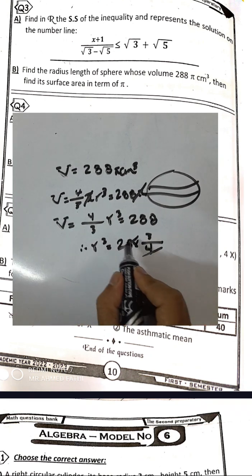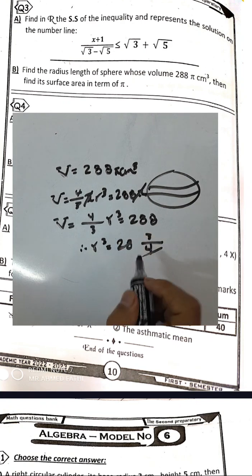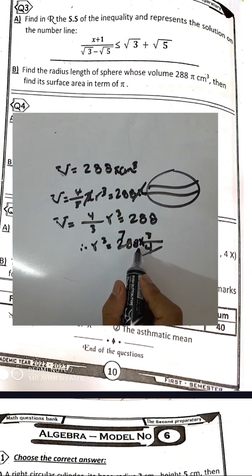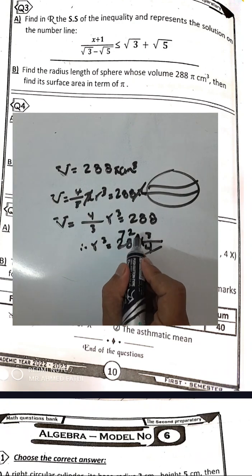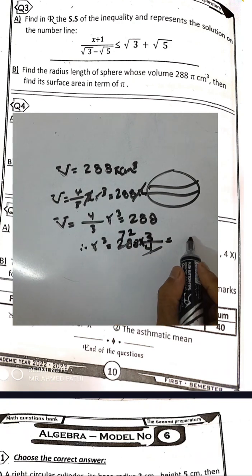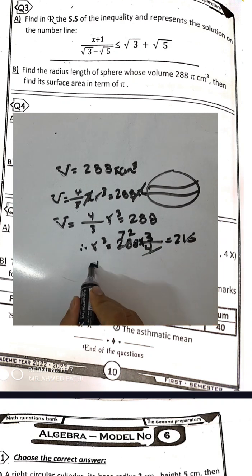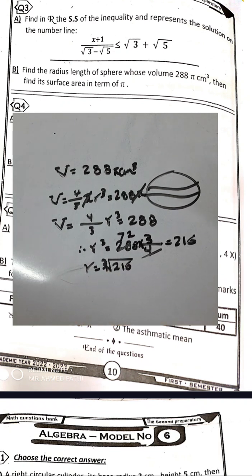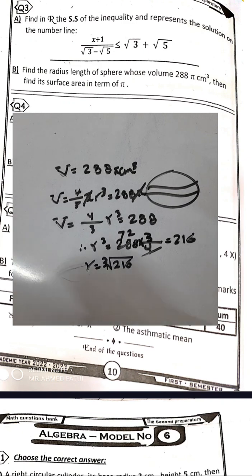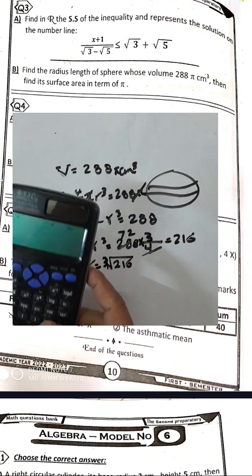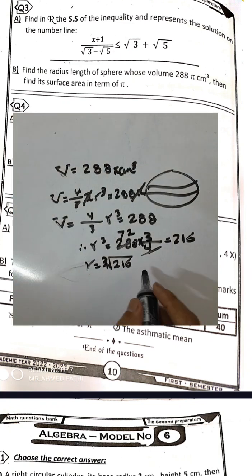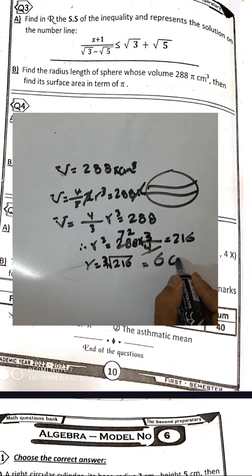288 divided by 4: 28 divided by 4 equals 7, 8 divided by 4 equals 2, so 72. Then 3 times 2 equals 6, 3 times 7 equals 21, so 216. Then the radius will be the cubic root of 216. The cubic root of 216 will be 6. Then the radius will be 6 centimeter.